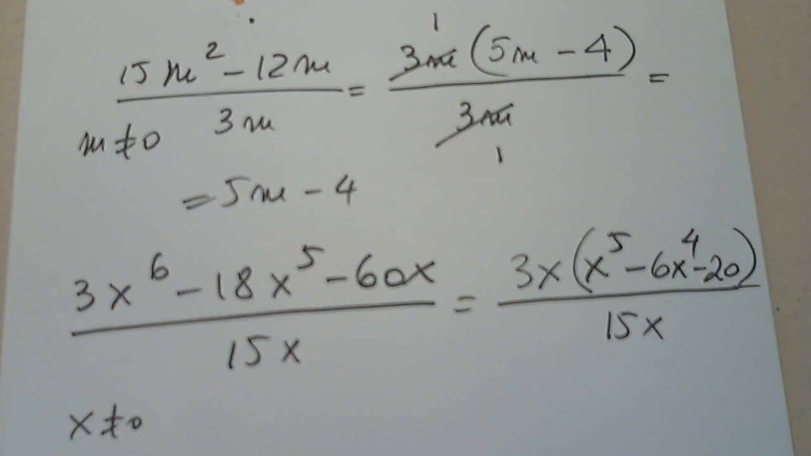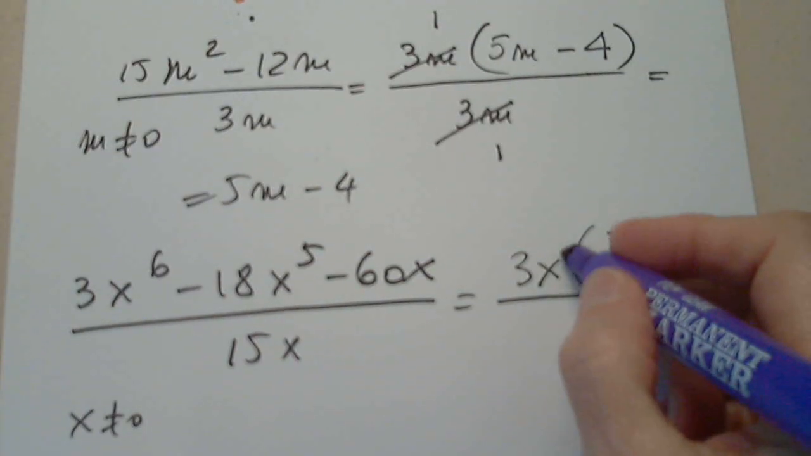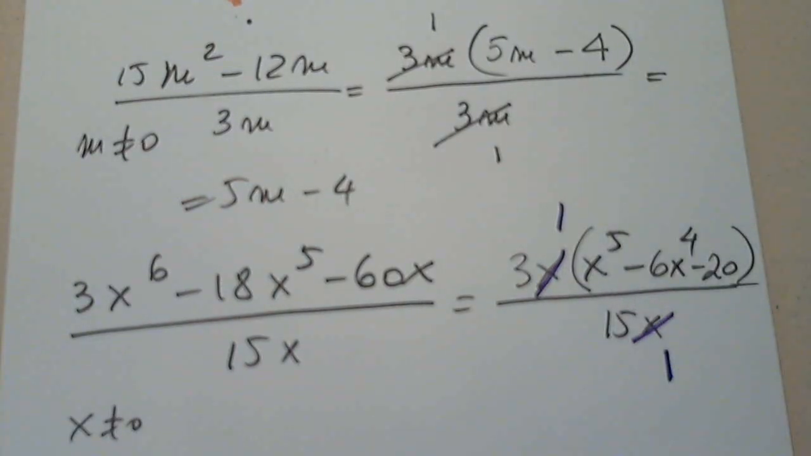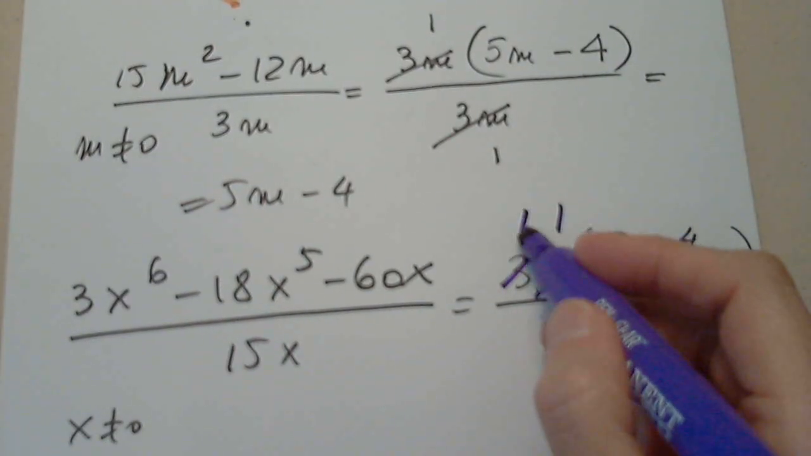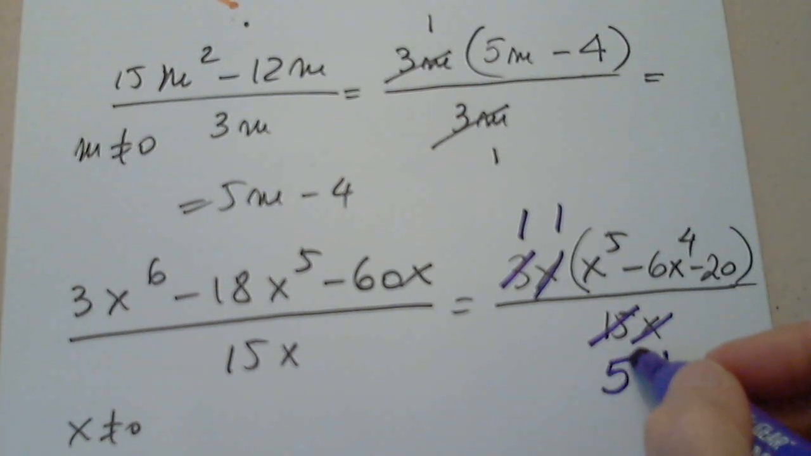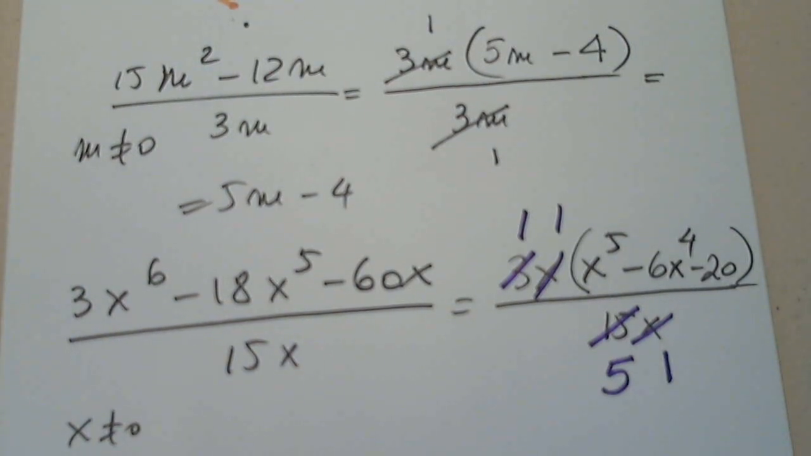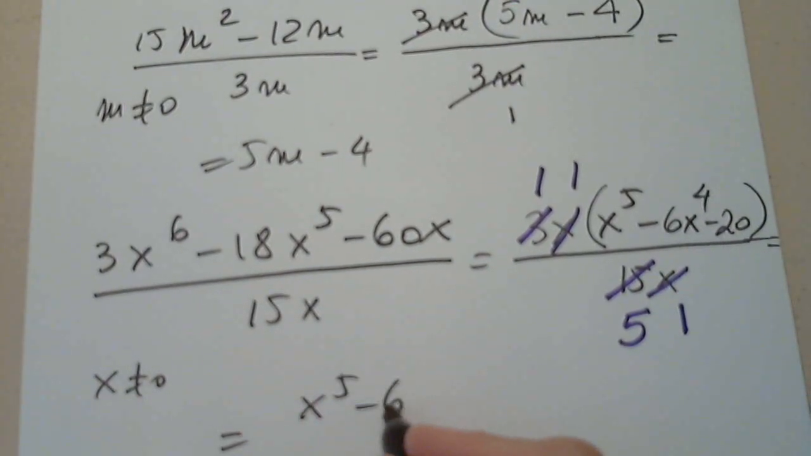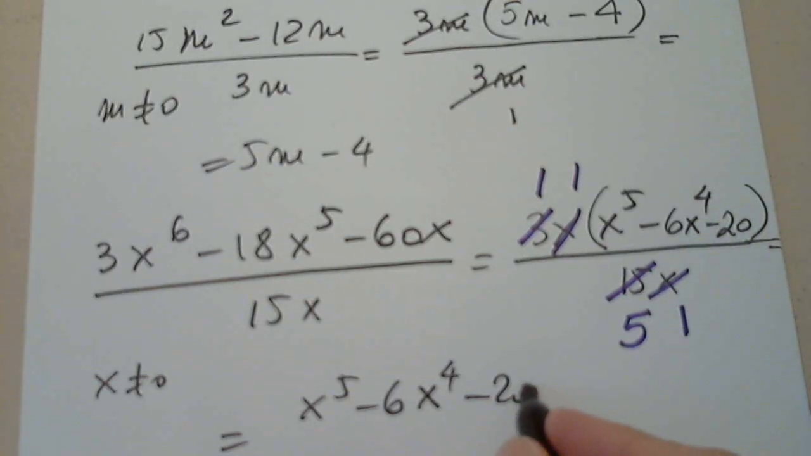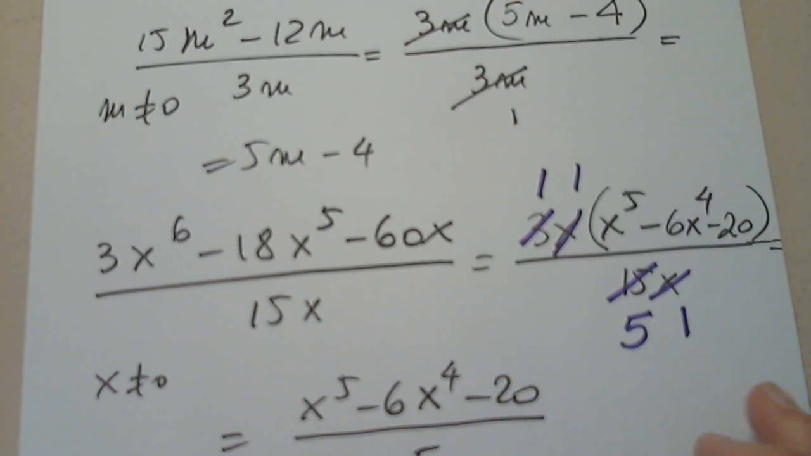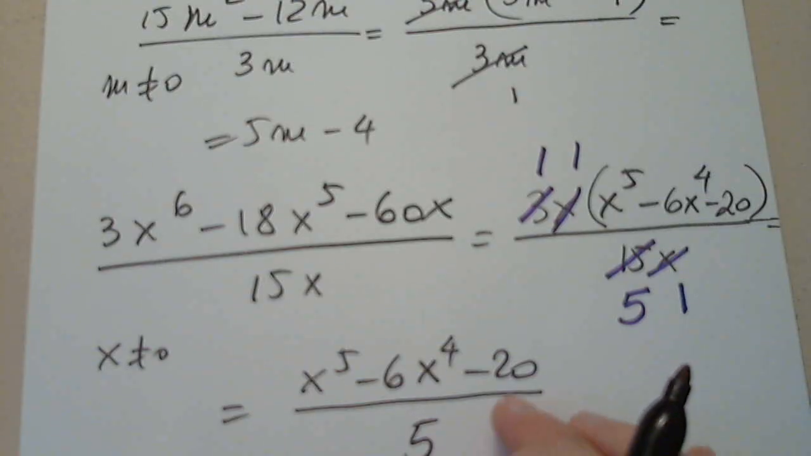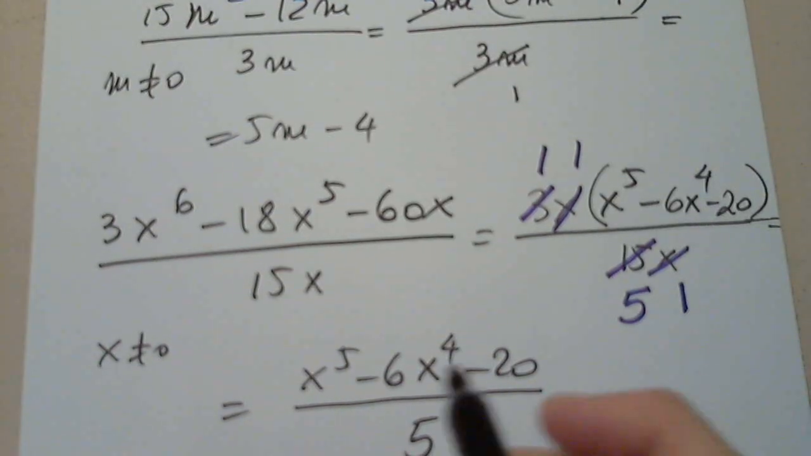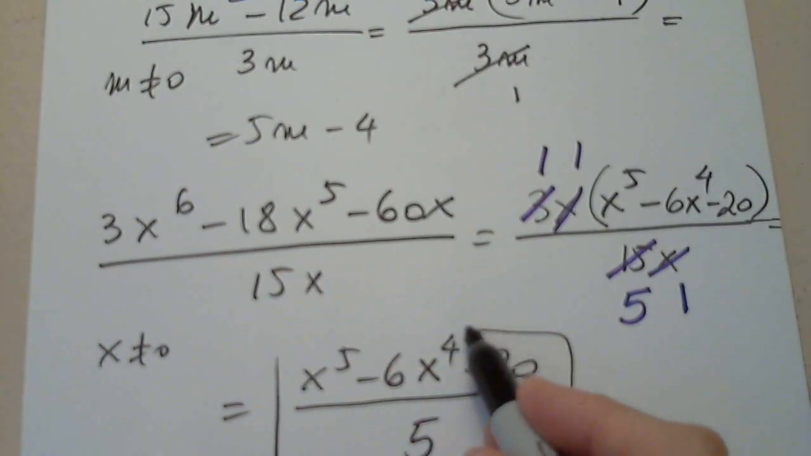At this point, I am allowed to simplify because I will simplify only factors. x from the top with x from the bottom. 3 from the top with 3 from the bottom. This time, there is still a fraction. So I have to rewrite it as x to the 5th minus 6x to the 4th minus 20, divided by 5. Do not attempt to simplify 5 with 20 or whatever else. It's not possible. This is it.